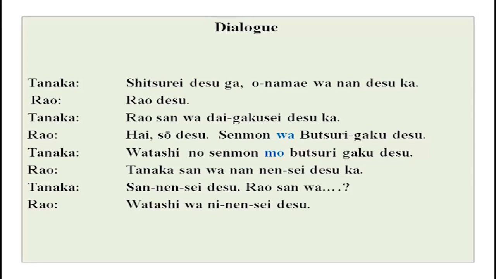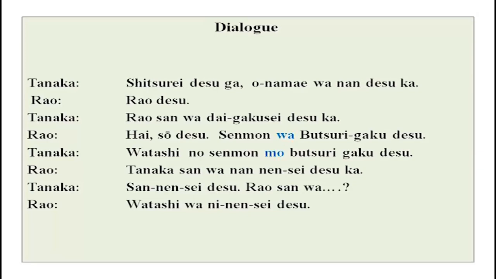So, well, this is a simple conversation. You have already done shitsure desu ga. Shitsure desu ga, as you know, means I am sorry, but I am going to ask you something very directly, and you put up a question. So, shitsure desu ga, o namae wa nan desu ka? You have done o namae, which means name. Wa, of course, is a particle which you have done, which is a subject particle. Nan is a question word, which means what. Desu, of course, is the verb part, and ka is the question, which makes a simple sentence into a question or an interrogative statement. So, well, shitsure desu ga, o namae wa nan desu ka?